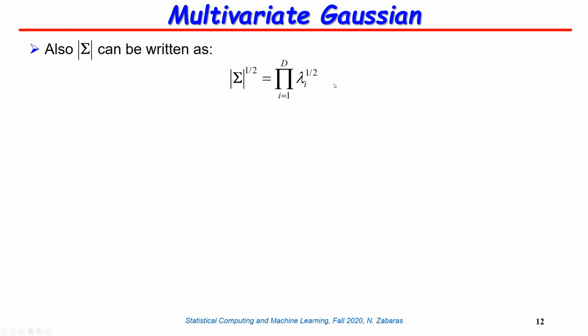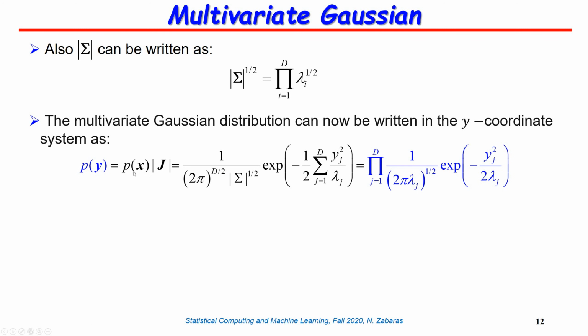So I remind you, we saw before that the determinant of sigma square root is the product of the square root of the eigenvalues. And I just mentioned the transformation from p of x to p of y. So the Jacobian determinant is equal to 1. So for P of y, the only thing I have to do is replace my x's with my y's. You had seen this equation before, all right?